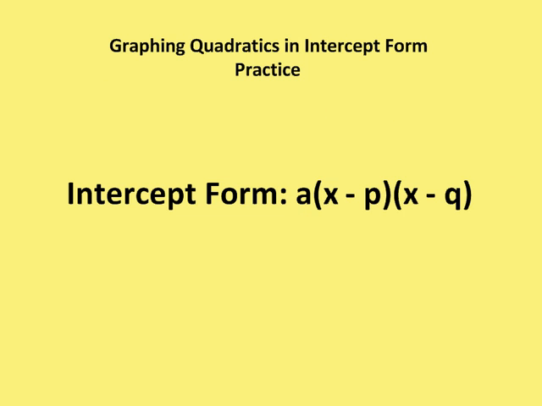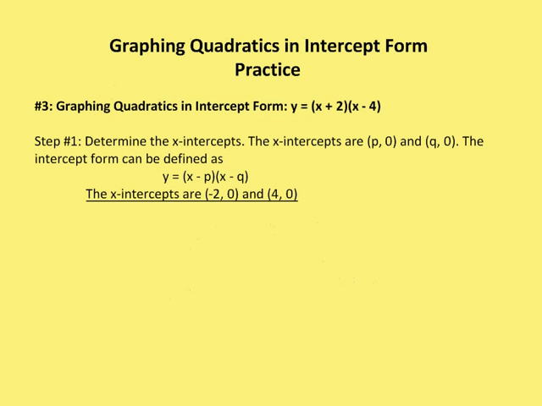Okay, so let's take a look at our quadratic in intercept form. y is equal to x plus 2 times x minus 4. We've seen this many times before as you factored quadratics. So we call it the intercept form. Why is it the intercept form? Well, believe it or not, just like the vertex form gives us the vertex, the intercept form gives us the x-intercepts of the function.